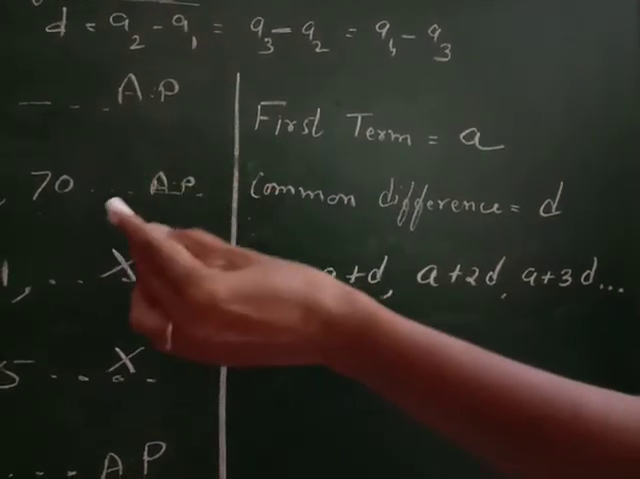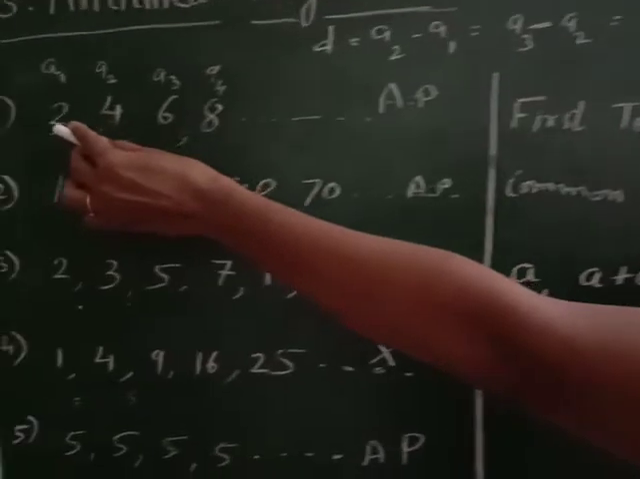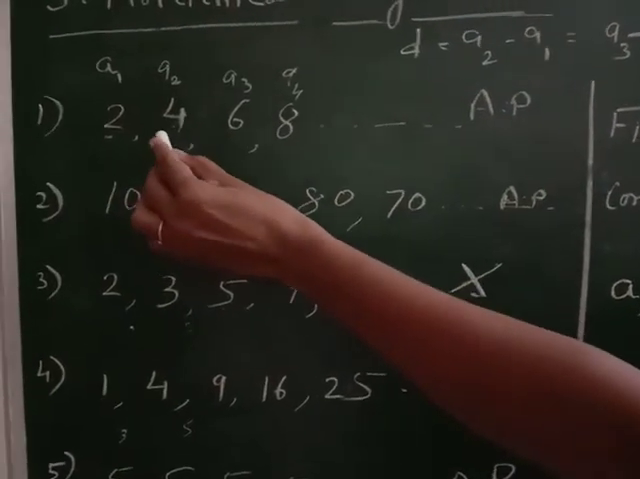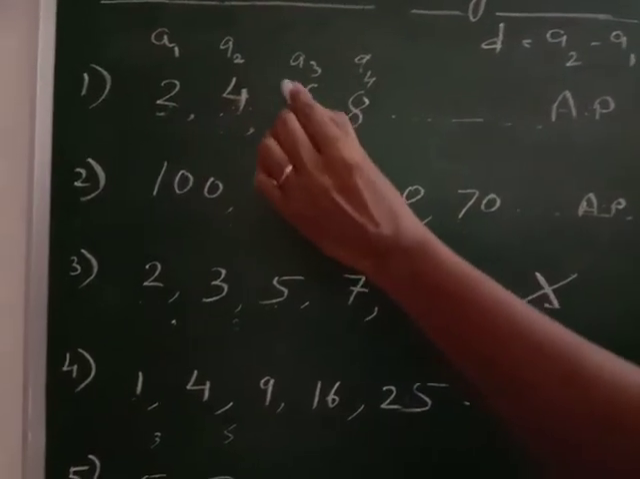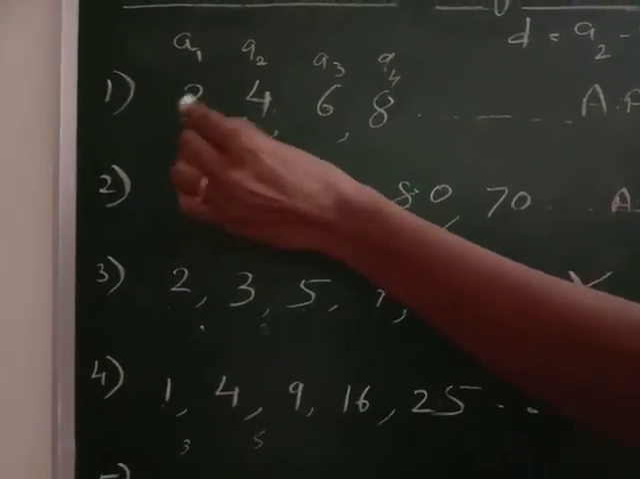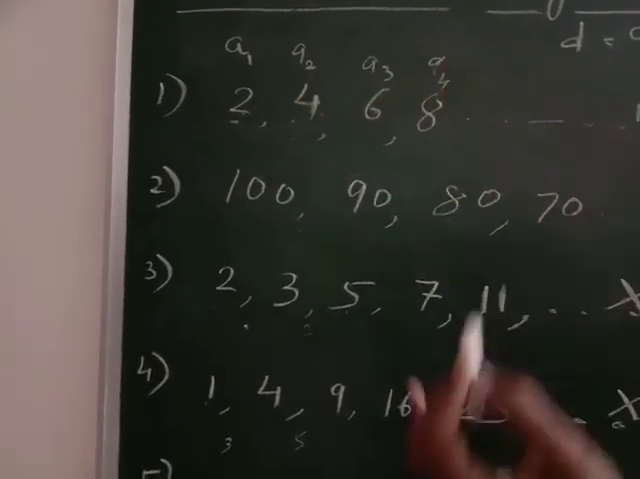Now see, in the first question, the first term is 2 and the common difference is 2, because 4 minus 2 is 2. 6 minus 4 is 2. So I will keep adding 2. I will get the answer here.